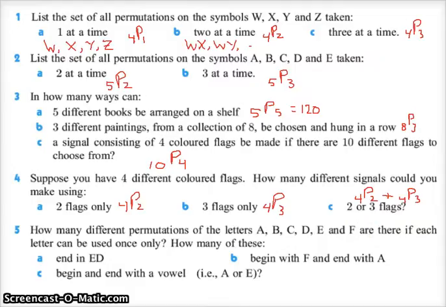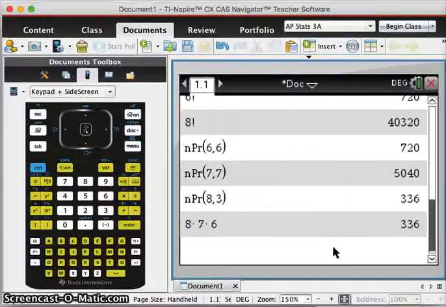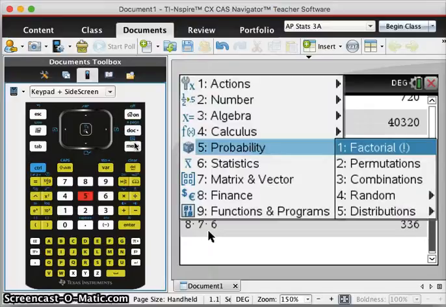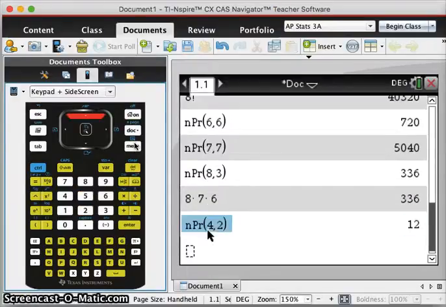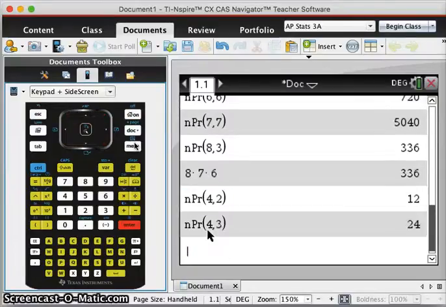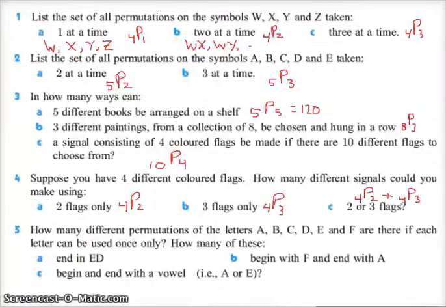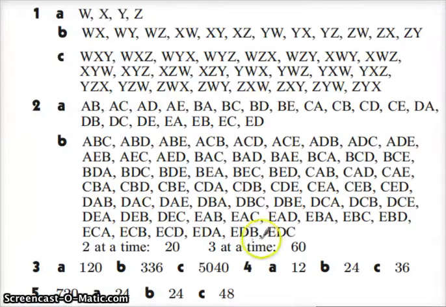So yeah, let's do some of these in the calculator. It's been a while. So 4P2, that is menu, 5-2, right? Yeah. 4P2 is this many. Whoops, 4, 2. 4P3, and notice you can just arrow up and hit enter, and then you can get this back, and you can just change one thing in it. So 12 plus 24 is going to be the answer to the last thing, 36. Here's those answers down here.